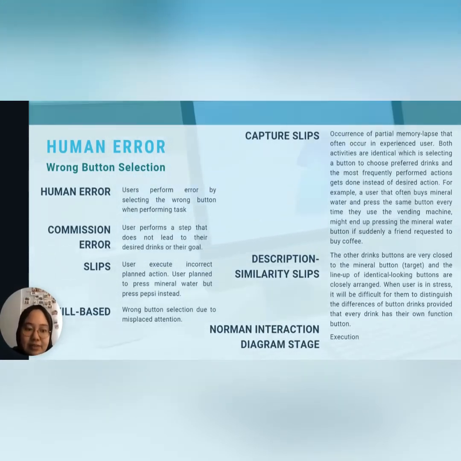This slip is considered a skill-based error because a wrong button is selected due to misplaced attention. Under the slips, this error is categorized as a capture slip because there is an occurrence of partial memory lapse that often occurs in the experienced user. Because both of the activities are very identical, which is selecting a button to choose their desired drink, the most frequently performed action is getting done instead of the desired action.